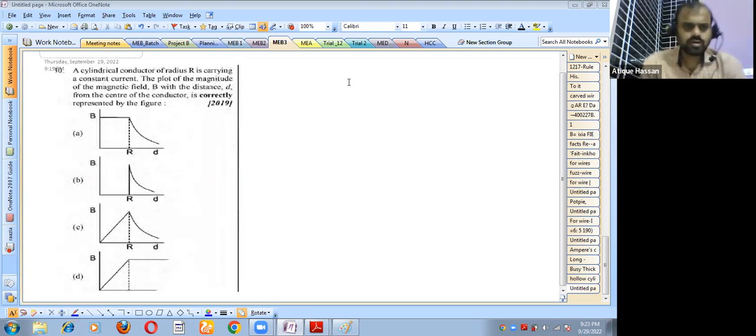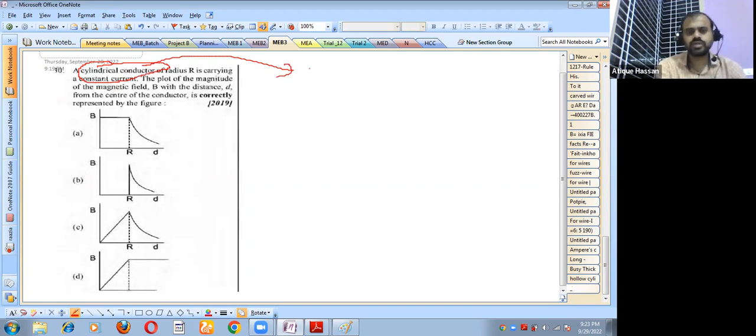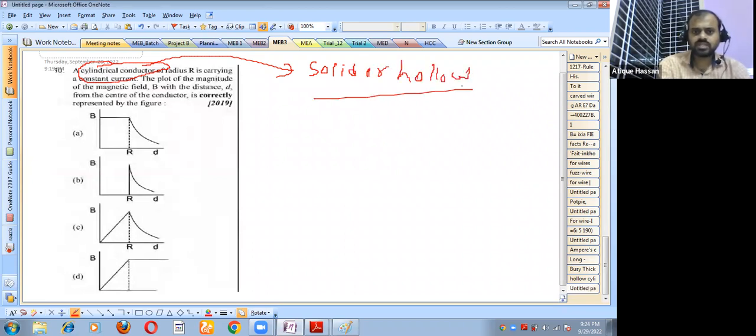So it says the cylindrical conductor of radius r is carrying a constant current. The plot of the magnetic field with distance d from the center of the conductor is correctly represented by the field. Actually it's a little bit contradictory question. They are saying only cylindrical conductor, is it solid or hollow? They have not mentioned. If nothing is mentioned, then we should take cylindrical conductor to mean hollow, like this.